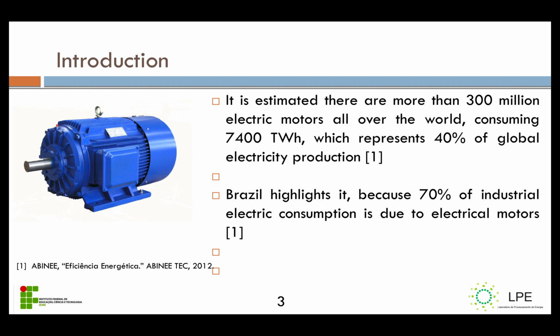It is estimated there are more than 300 million electric motors all over the world, consuming 7,400 terawatt-hours, which represents 40% of global electricity production, and Brazil highlights it because 70% of industrial electric consumption is due to electrical motors.